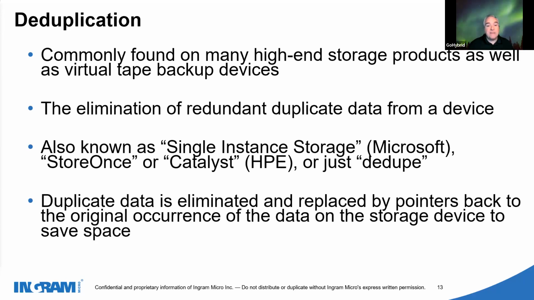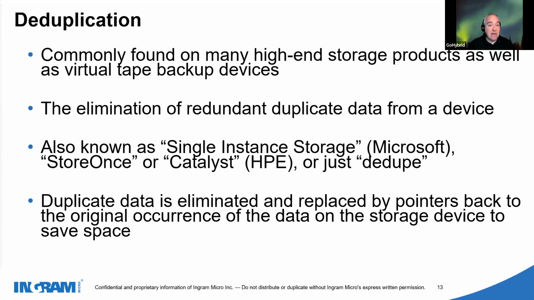With deduplication, duplicate data is eliminated and replaced by a set of pointers back to the original occurrence of the data on the storage device in order to save space. So if you think of the email that's sent out to all associates at your workplace about a company event coming up next week. When the user accounts are backed up, do we really need to back up that email 500 times for each person who received it? Probably not.